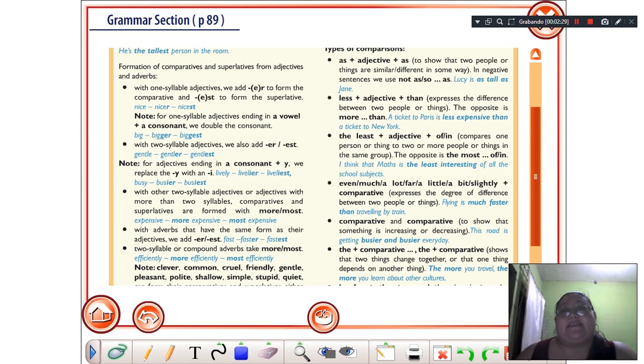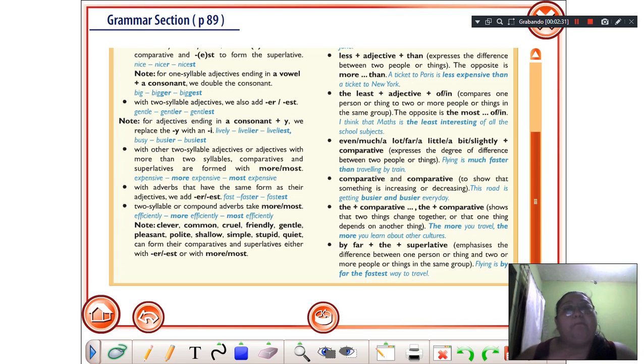And there exists another type of comparative, okay? Not only with the ER and EST. Tenemos también otra forma de comparar, no solo usando ER and EST. What happened with the adjective that has three or more syllables? We add more if it's comparative and most if it's superlative. ¿Qué va a pasar cuando el adjetivo tiene más de 3 sílabas? Ya no le vamos a agregar ER ni EST, sino le vamos a agregar more a los comparativos y most a los superlativos. Very good.